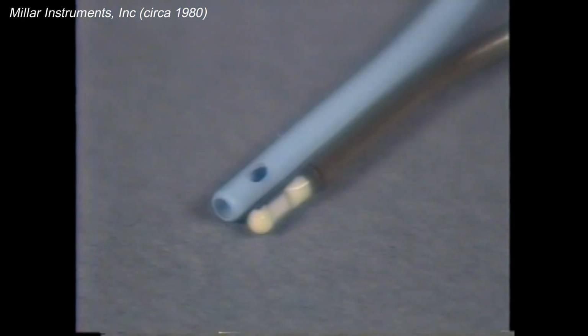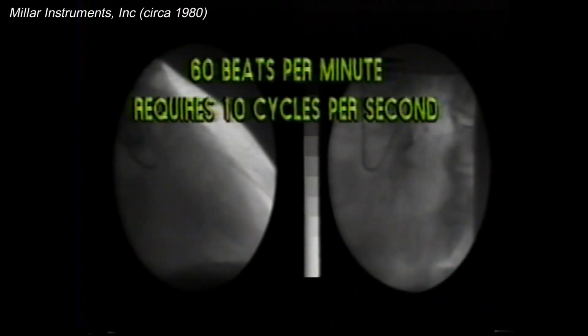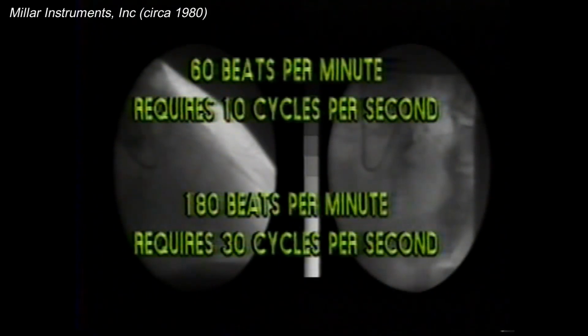Let's now demonstrate the frequency response of both the fluid-filled catheter system and the high-fidelity catheter system. In order to accurately reproduce all of the components of a blood pressure waveform, both your pressure transducer and your catheter need to have the ability to accurately respond to frequencies of at least 10 times that of the basic frequency of the heart. For example, a heart rate of 60 beats per minute, or 1 beat per second, would require a flat frequency response to 10 cycles per second, while a heart rate of 180 beats per minute, or 3 per second, would require a flat frequency response to 30 cycles per second.